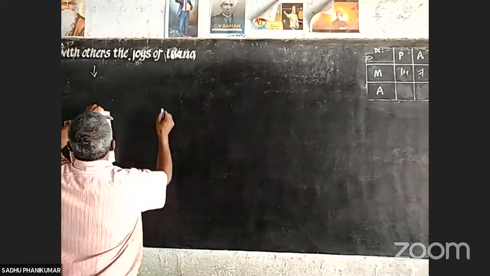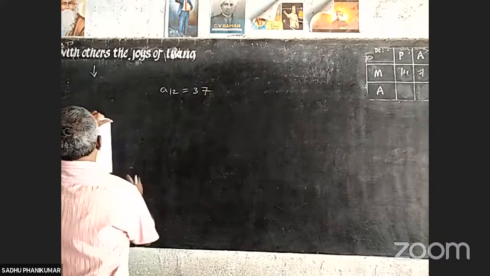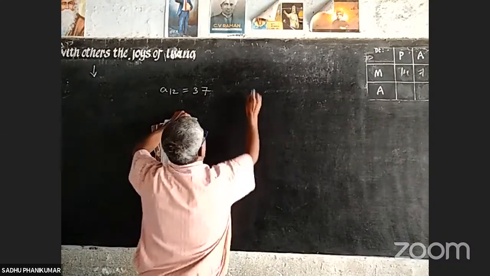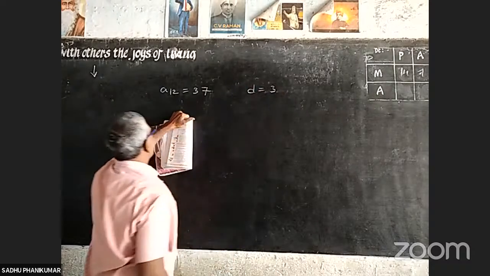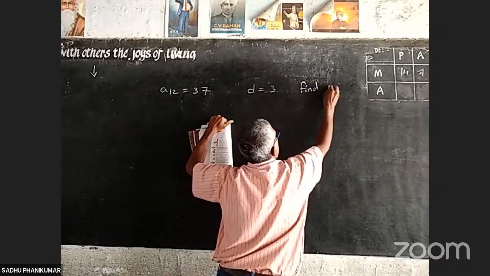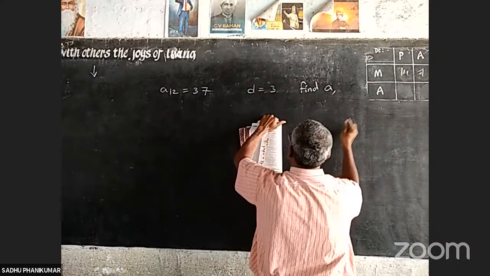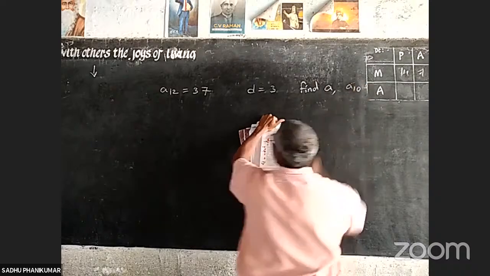Given a12 is equal to 37. a12 is given as 37 and also d is given as 3. Find a and S12. a12 is equal to 37 and d is equal to 3. Find a and S12.